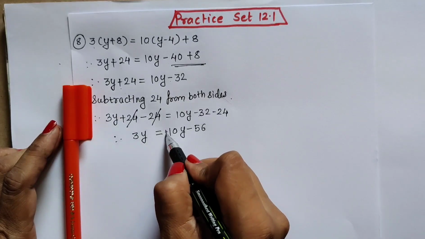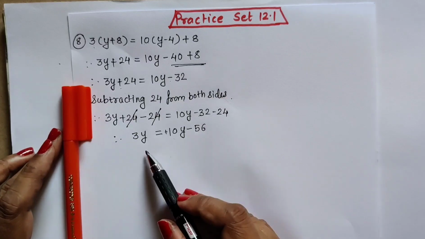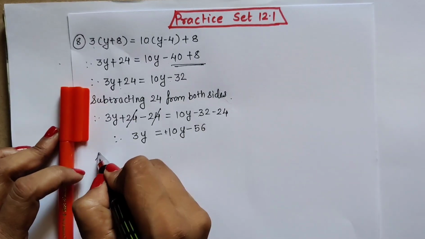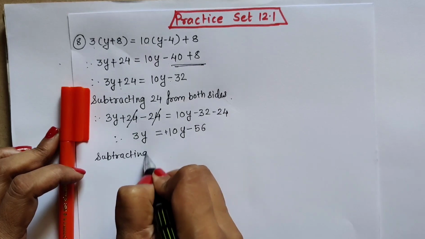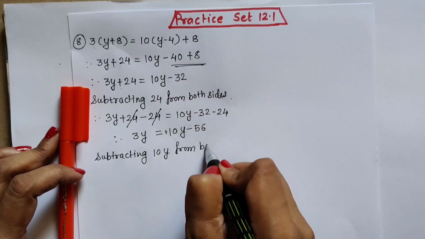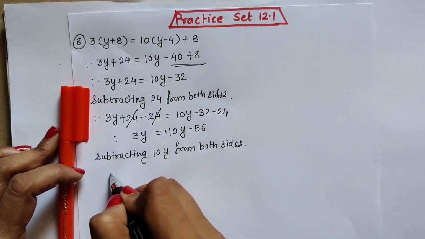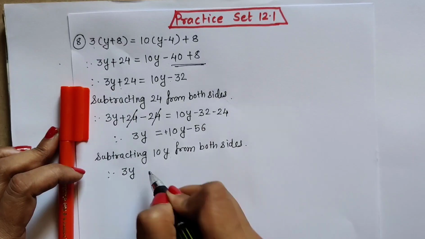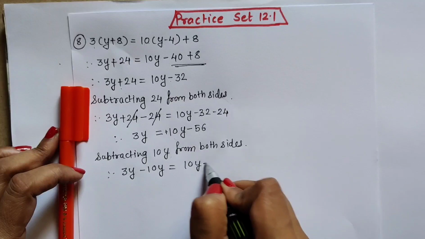Now this 10y is variable term which we have to transfer on the left hand side. 10y is having no sign, means plus sign is there. So this plus sign is there, means it is added. Now we have to subtract. So by subtracting 10y from both sides. So let us subtract 10y from both the sides. From 3y also we will subtract 10y, and is equal to 10y minus 56.